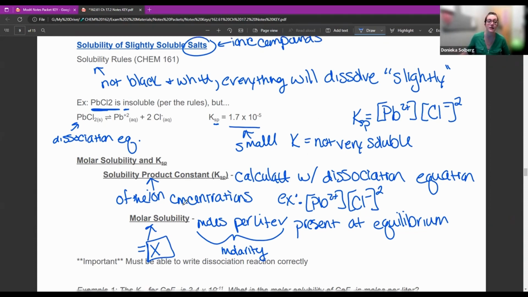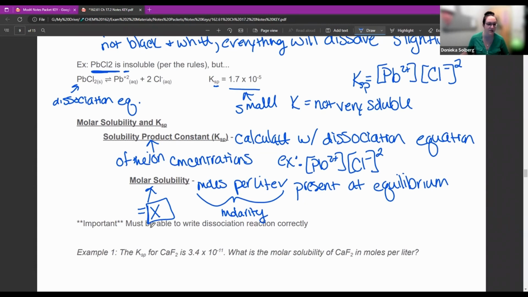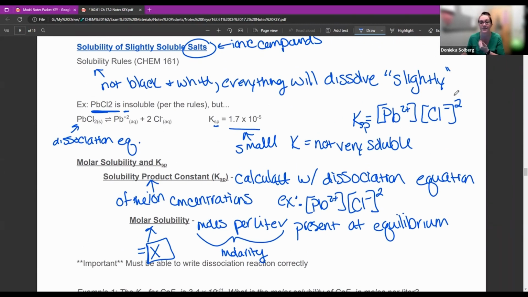Okay, so it is important, and I kind of starred this, because if you don't write your dissociation equation correctly, you are not going to get the correct value. For example, this one, chloride is squared, so you can't forget those coefficients in there. These ones are not going to be all 1-to-1 ratios like they were for acids and bases, because we can have all different numbers of ions depending on what the charges are.